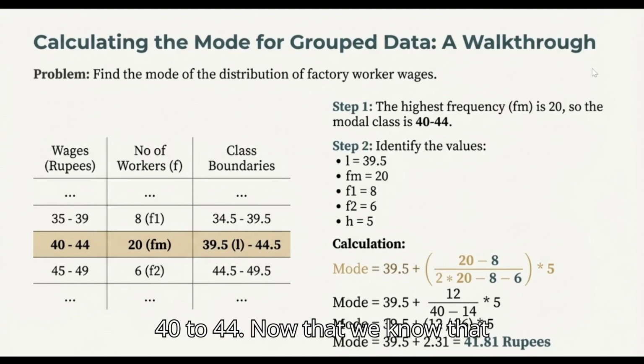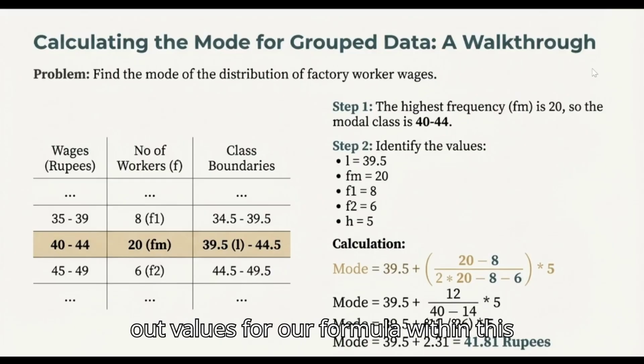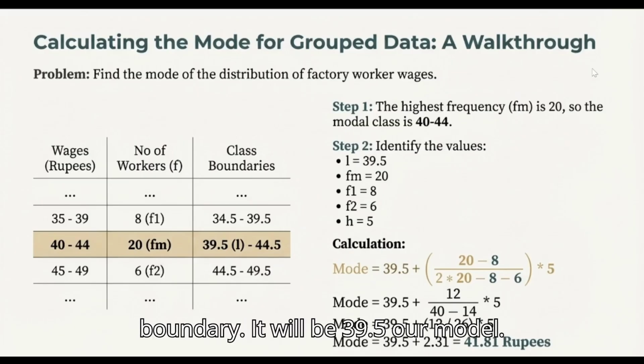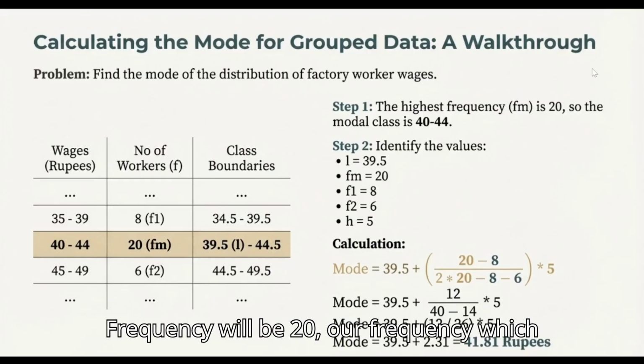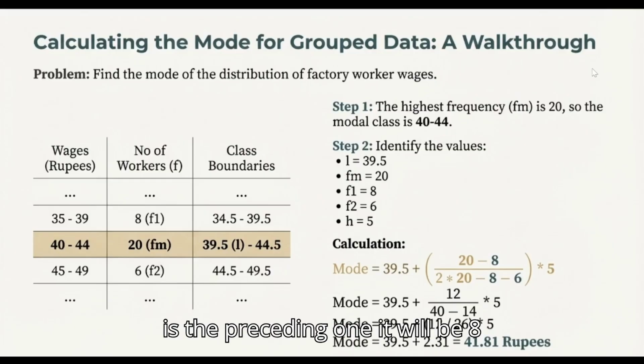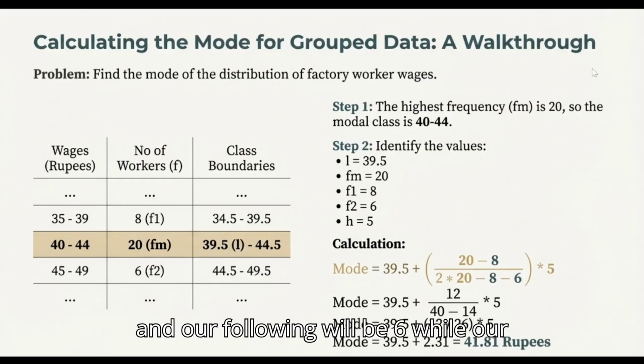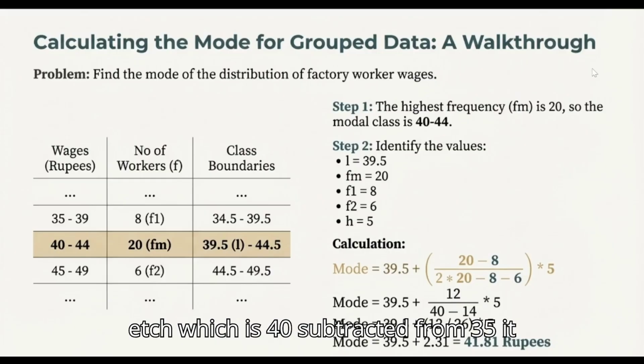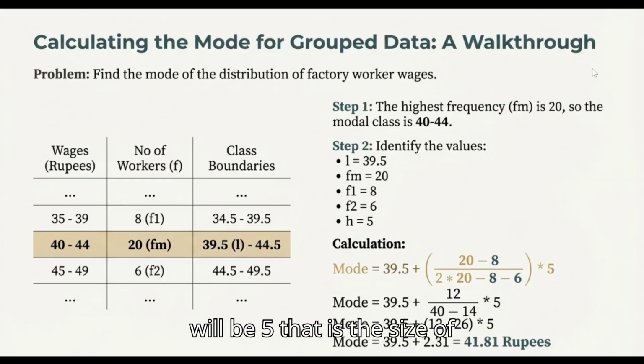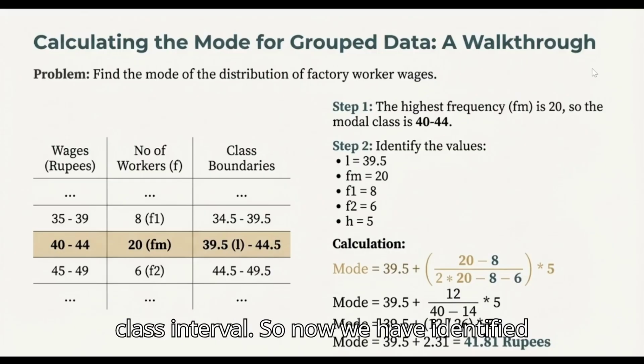Now that we know this is our modal class, we can pick out values for our formula within this class. Our L, which is our lower class boundary, will be 39.5. Our modal frequency will be 20. Our preceding frequency will be 8, and our following frequency will be 6. While our h, which is 40 subtracted from 35, will be 5. That is the size of the class interval.